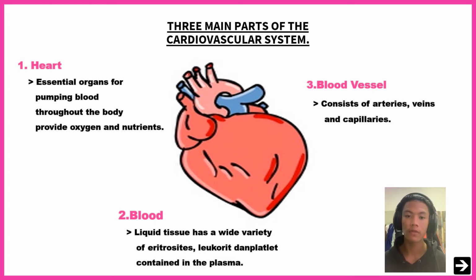Cardiovascular system has three main parts. Okay, first part is the heart. The heart is an essential organ for pumping blood throughout the body, providing oxygen and nutrients. Second part is blood. Blood is a liquid tissue that has a wide variety of erythrocytes, leukocytes, and platelets contained in the plasma. Third part is blood vessels, which consist of arteries, veins, and capillaries. Okay, that is for me.